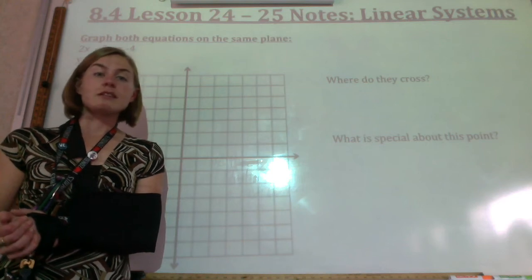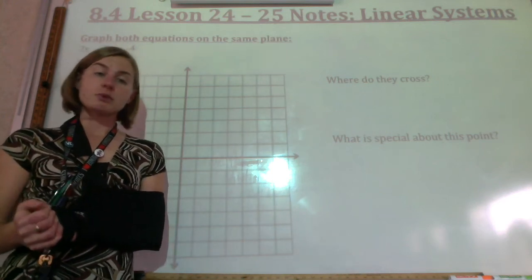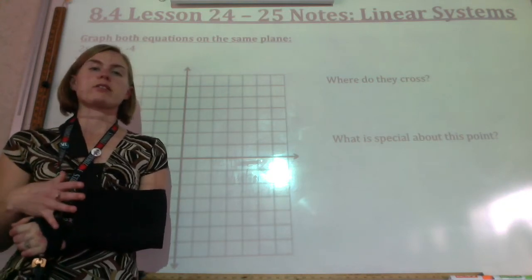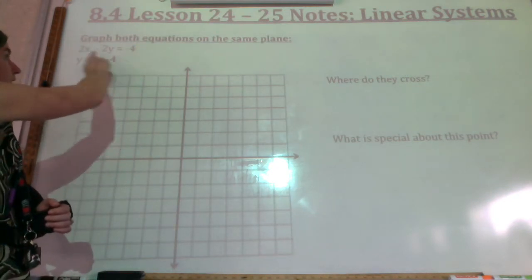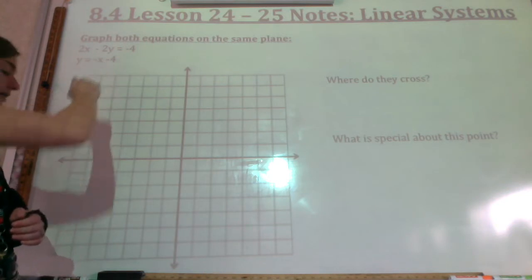Now that we're in lesson 24 through 25, we finally get to learn about linear systems. So we're going to start by graphing a couple of equations and taking a look at what that tells us. So first we want to start with graphing both of these equations right here: 2x minus 2y equals negative 4 and y equals negative x minus 4.